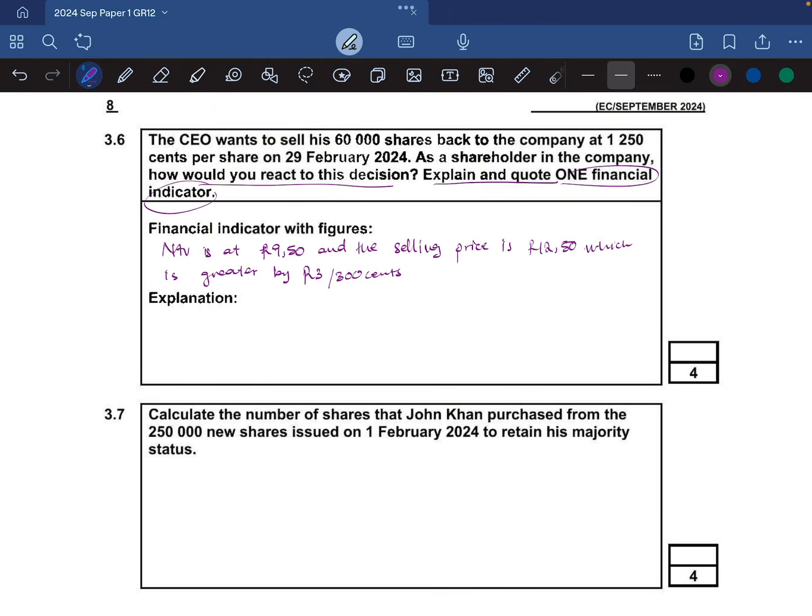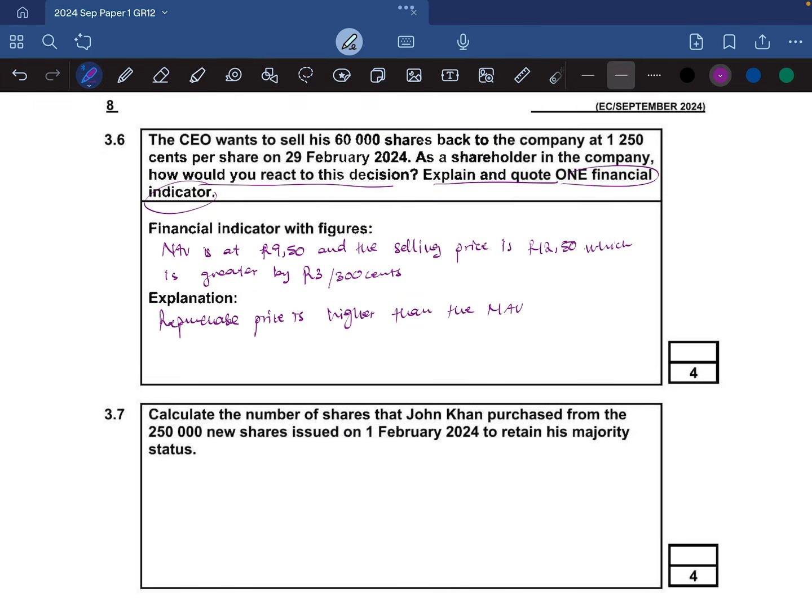So now we need to talk about, as the CEO, or rather the counterparty of the company, how we would react when someone wants to sell us shares at a higher price. The first thing that I would definitely mention is that the repurchase price is just a bit higher than what we value the shares at. So the repurchase price is higher, or greater, than the NAV.